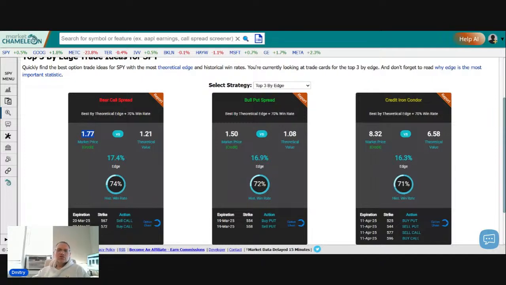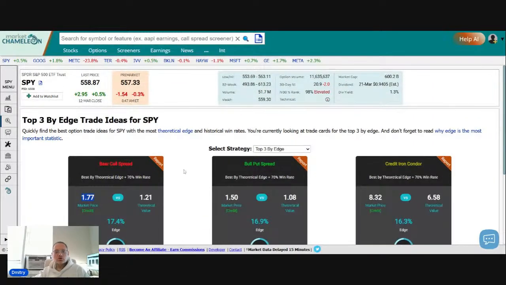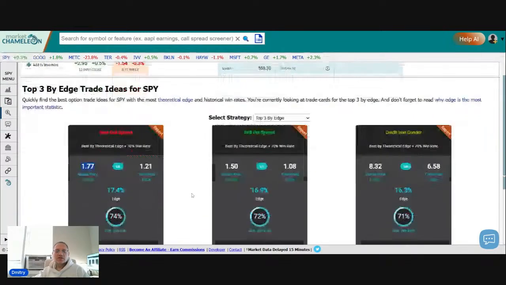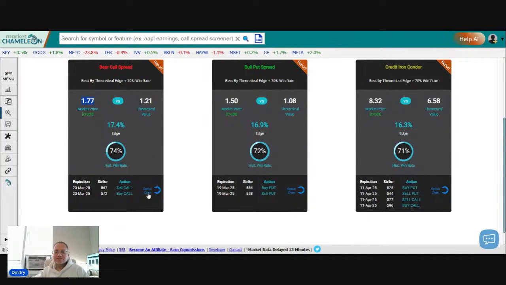So let's say we're interested in this particular spread and we want to look deeper into it. If we click on this arrow here, options chain, click on that. This will take us to the option chain, and it'll populate those legs for us.